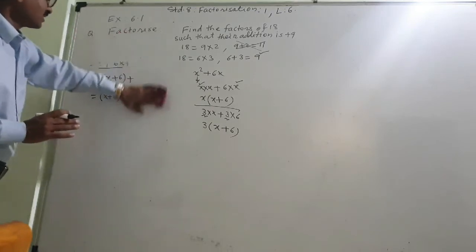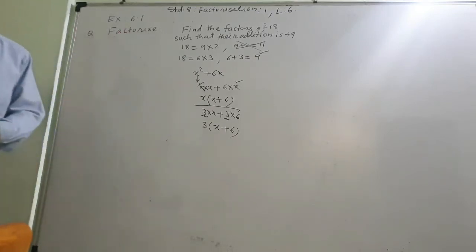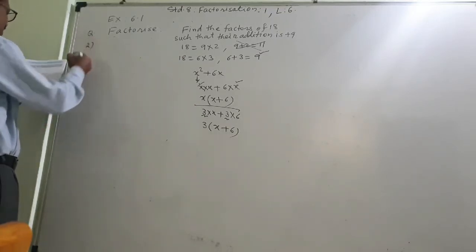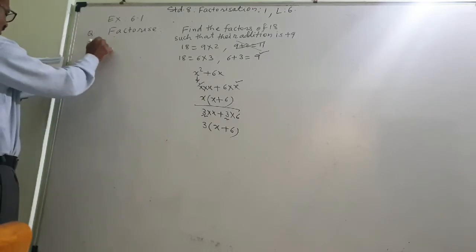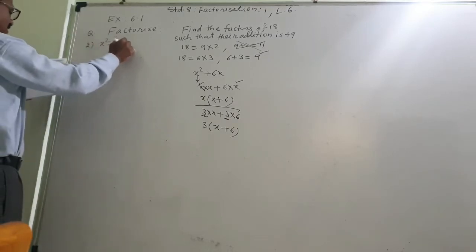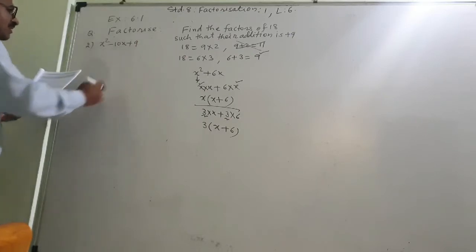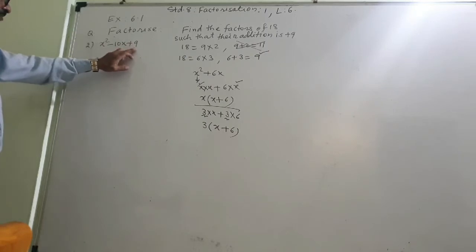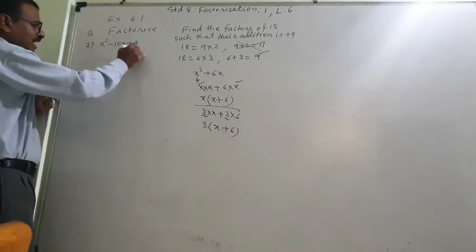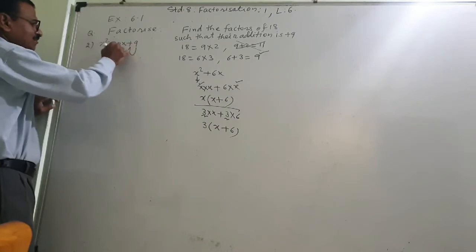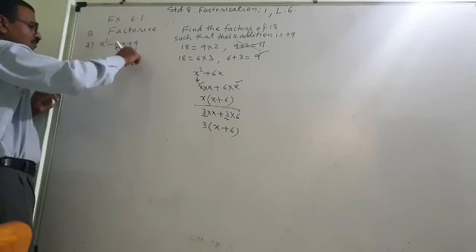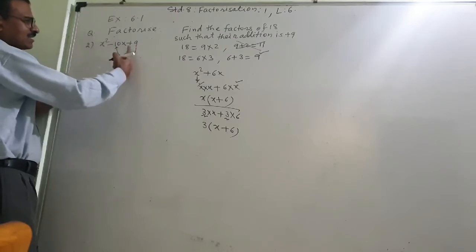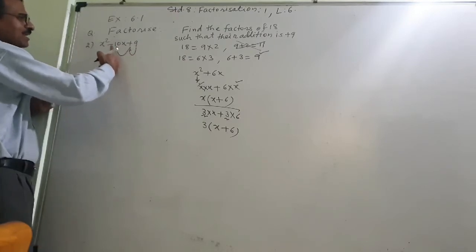Now I am taking the second question. This topic is very essential till 10th standard, that's why we will deal with it in detail. Second is x square minus 10x plus 9. Now here it is 9. Find the factors of 9 such that their addition is minus 10.